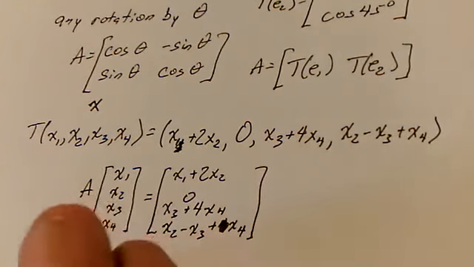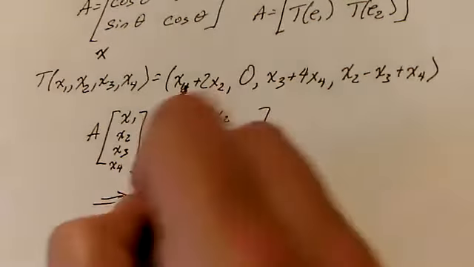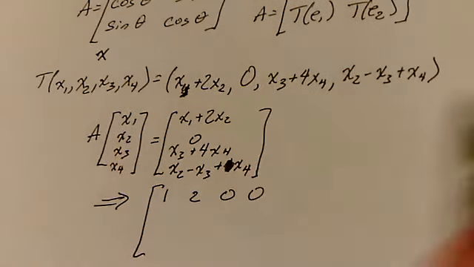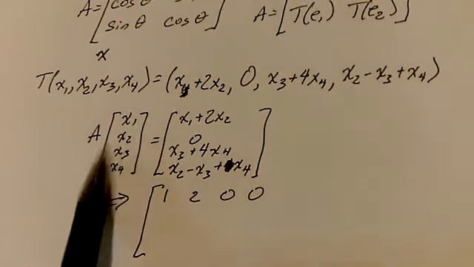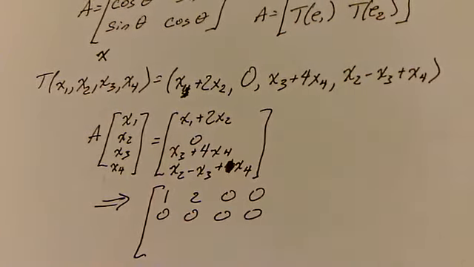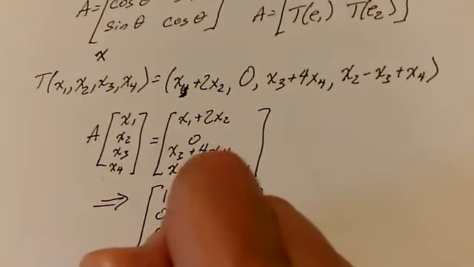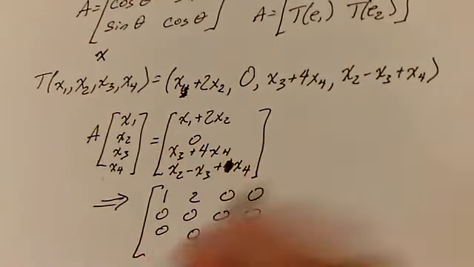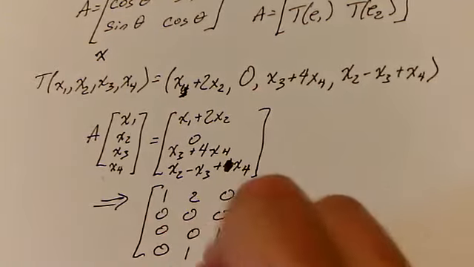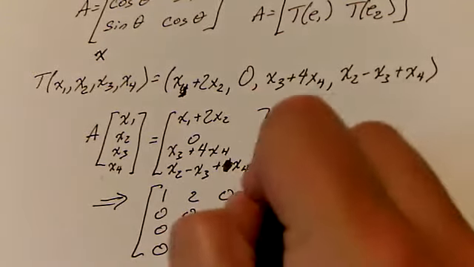So my matrix A then, I can just read off the rows from it. It's going to be 1, 2, 0, 0. I know it's 4 by 4 because I have 4 outputs and 4 inputs. My second row is going to be all zeros. My third row would be 0, 0, 1, and 4. Notice it's x3 and x4 here. And then 0, 1, negative 1, and 1.